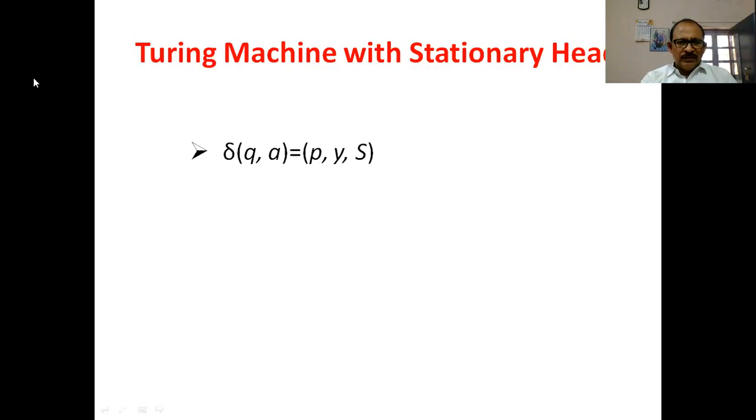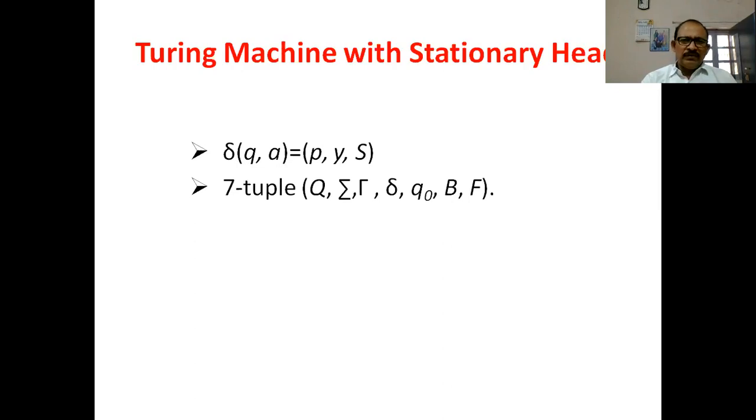Now you can see this is the modified transition function delta(q, a) = (p, y, S). Here S indicates that Turing tape head will not move either in the left direction or in the right direction. What it means? Machine in state q, input is a, machine goes to state p, replaces this a by y, and tape head remains in the same cell.